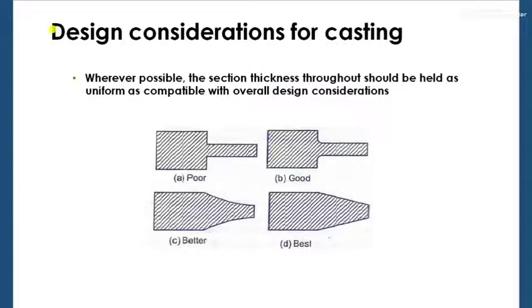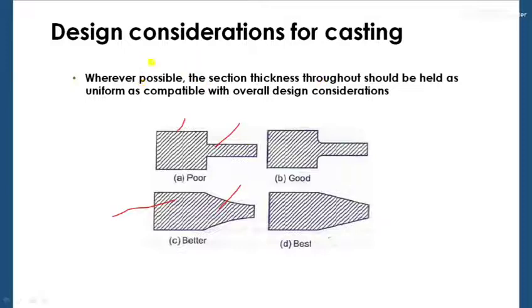Second is, wherever possible the section thickness throughout should be held as uniform as compatible with overall design consideration. See, now you can see that here this is a thickness, then at this particular point there is a sudden change in the thickness. Again here the thickness is different, and at this particular point there is a sudden change in the thickness. So basically what happens, if there is an abrupt change in the thickness, or you can say the cross section.